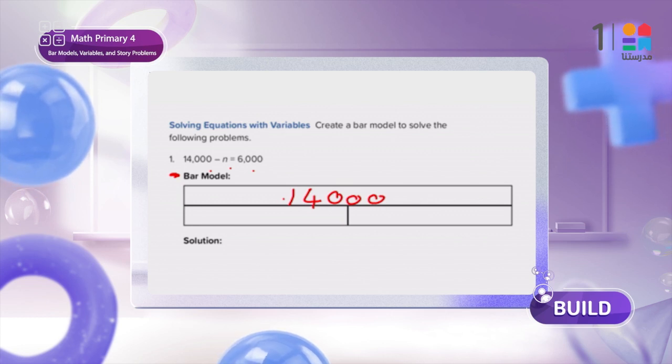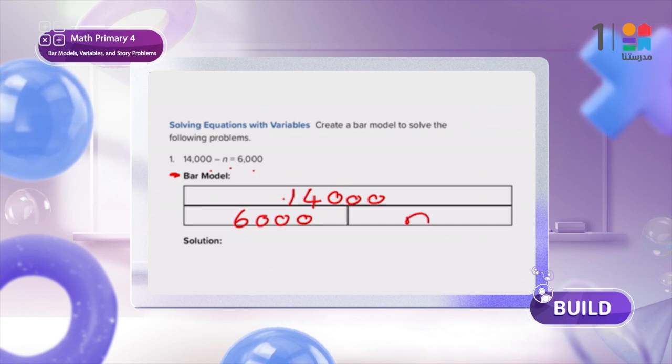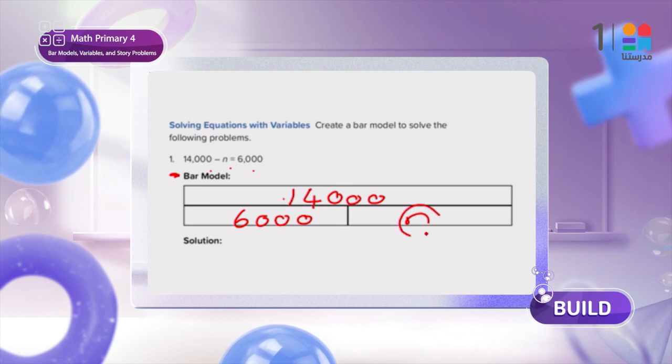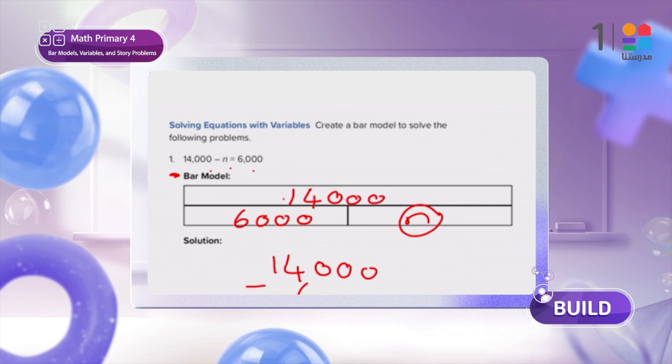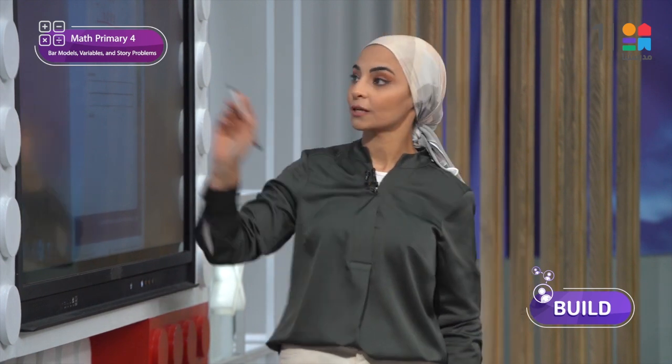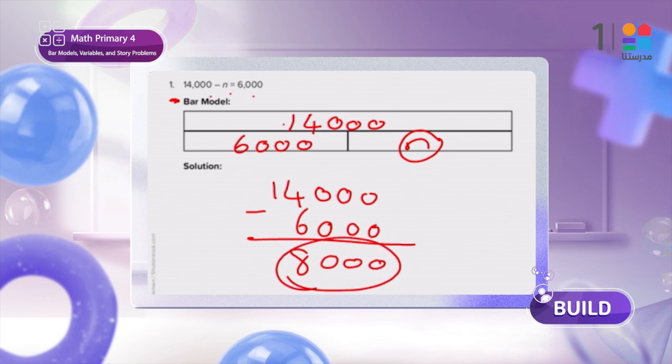And what about the known number? Here I put the known number, which is 6,000. And what is the unknown number? Yes, n is the unknown number. Now, can you find the solution? Yes. To find n, I make what? Yes, I will subtract 6,000 from the 14,000, like you see here. 14,000 minus 6,000. Can you do it? Yes, it's very easy. The answer is 8,000. So, the solution is 8,000.